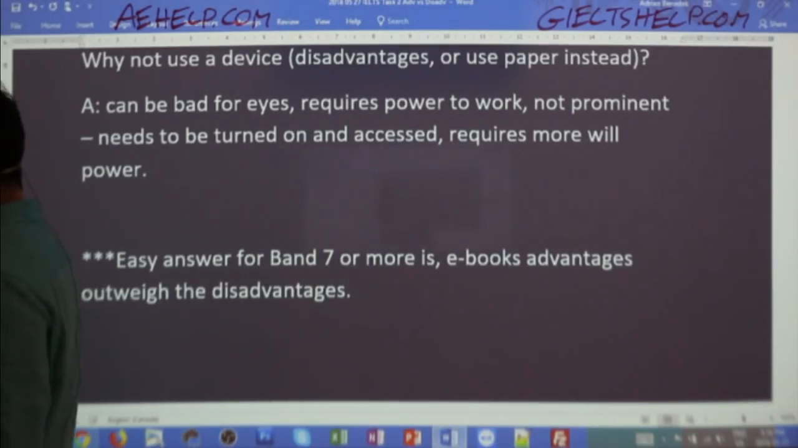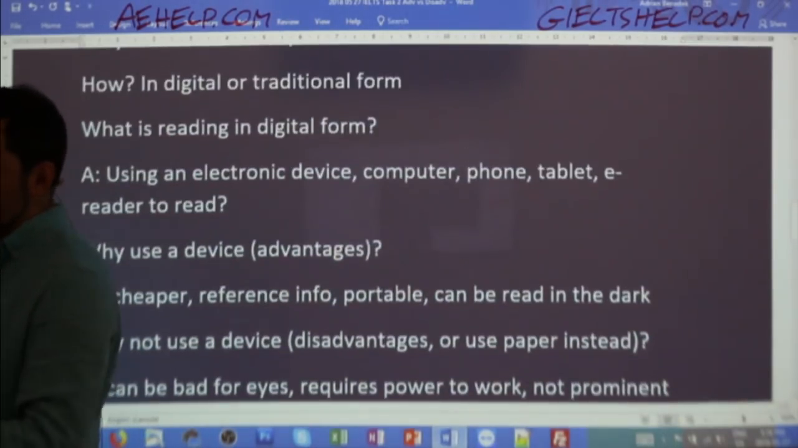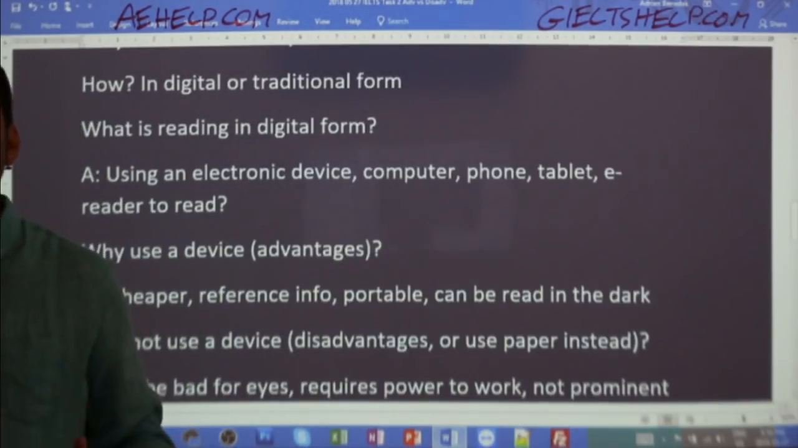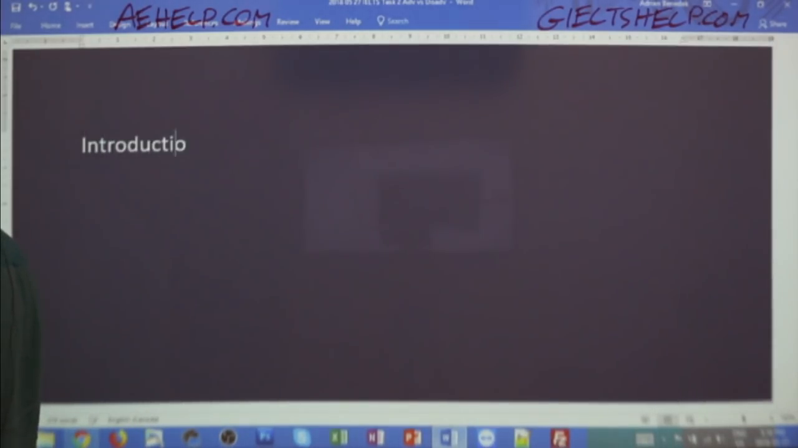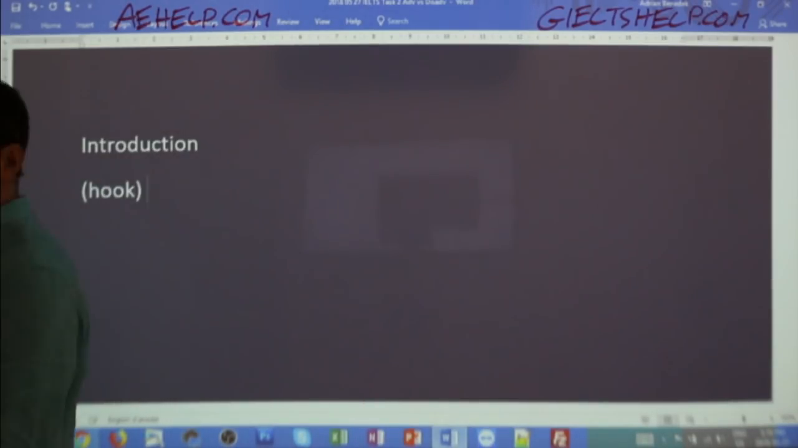Okay, so once you have this information, and of course you did all the critical thinking, the what, why, how, then you can begin writing, and your first step is your introduction, your introductory paragraph. Remember, just like with every task 2, you have 4 paragraphs. Your first one is the introduction. It needs to have the hook, the background, the thesis. So we start with the hook. Can somebody give me a good hook for this essay? Can you give me a good hook for this essay?